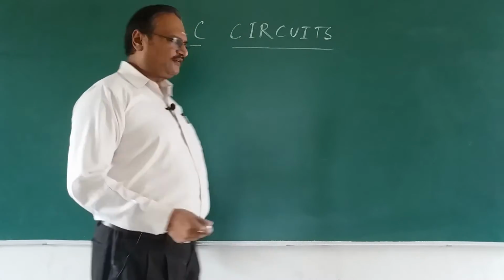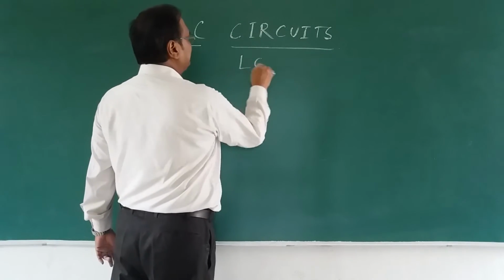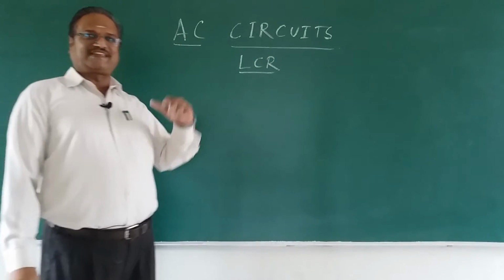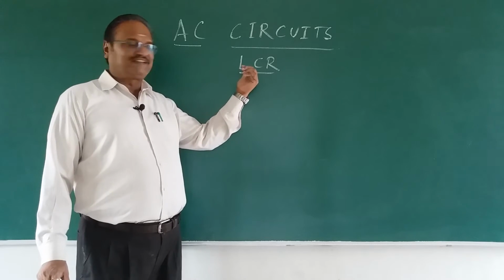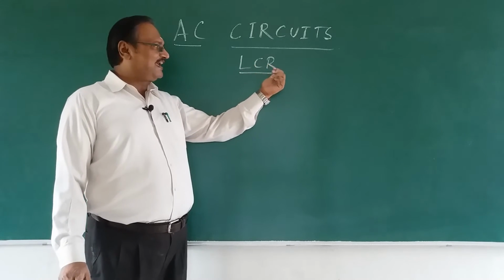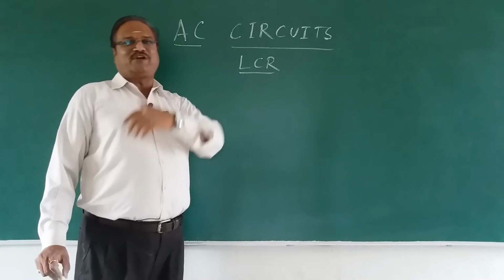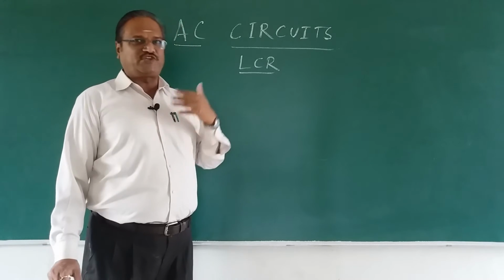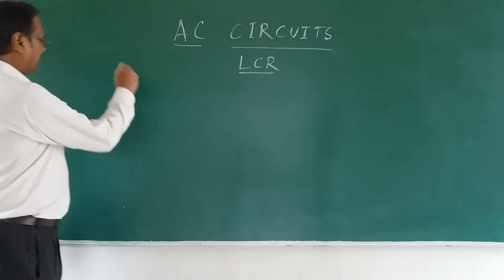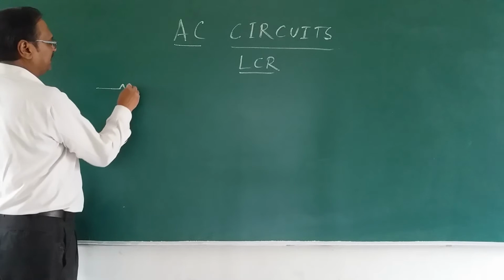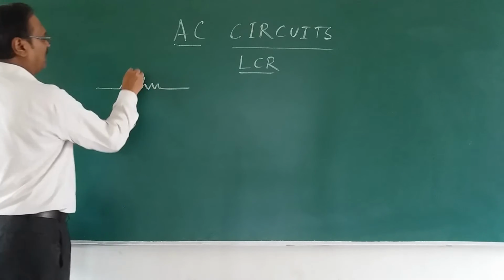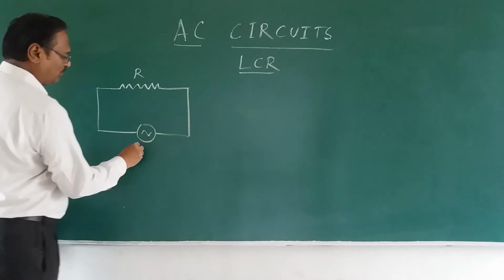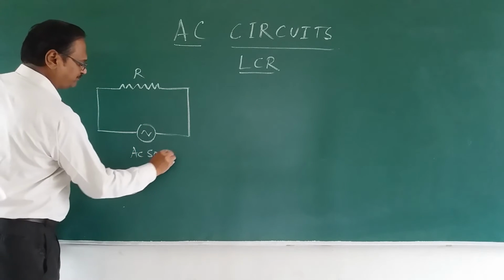In AC circuit, whenever you study, you talk about LCR circuit. LCR circuit is a series circuit. L, inductor. C, capacitor. R, resistor. What I am going to do first, I am going to take only a resistor and connect an AC source, and I am going to see how it is going to behave. For that, first we take a resistance R and we connect it to an AC source. Okay, this is the AC source.